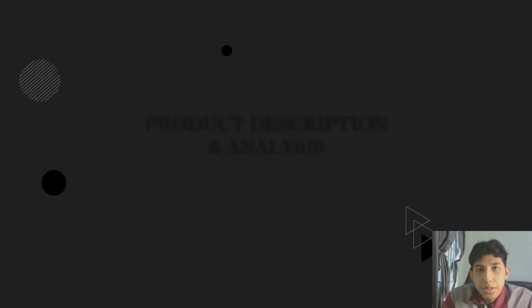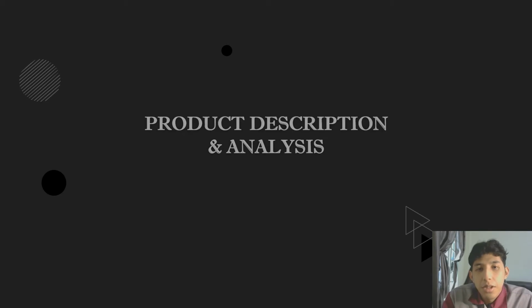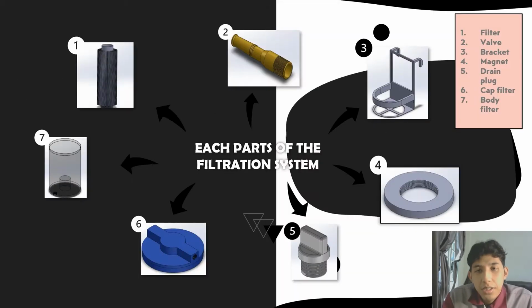Assalamualaikum, my name is Farez Amsyar Zulkifli, and today I will talk about product description and analysis. First, I will talk about the filtration system parts. There are 7 parts, which are filter, valve, bracket, magnet, drain plug, cap filter, and body filter.